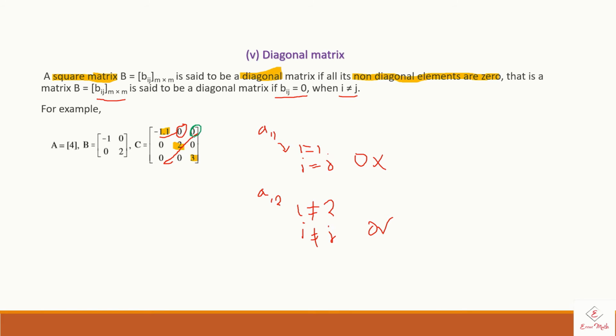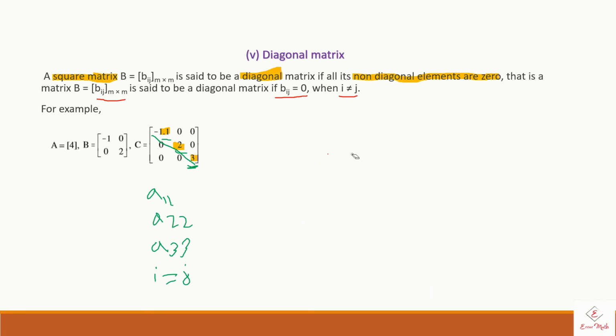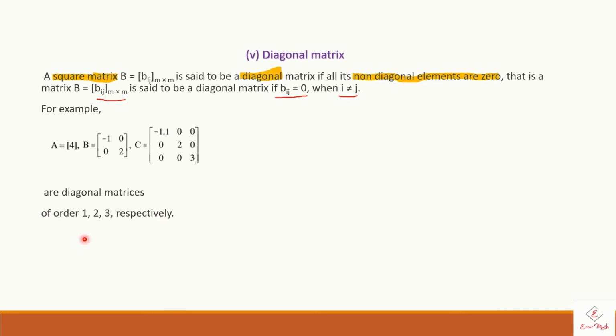And for this kind of element which is a13, first row, third column, here also i is not equal to j. So only for these elements, this diagonal, this is a11, this is a22 and this is a33, where i is equal to j. So only their values will be there, all other values will be 0 because these all are non-diagonal. So this is what a diagonal matrix is. Its order is also the same as a square matrix, which is 1, 2 and 3 respectively for this example. We can pause the video to note this down.